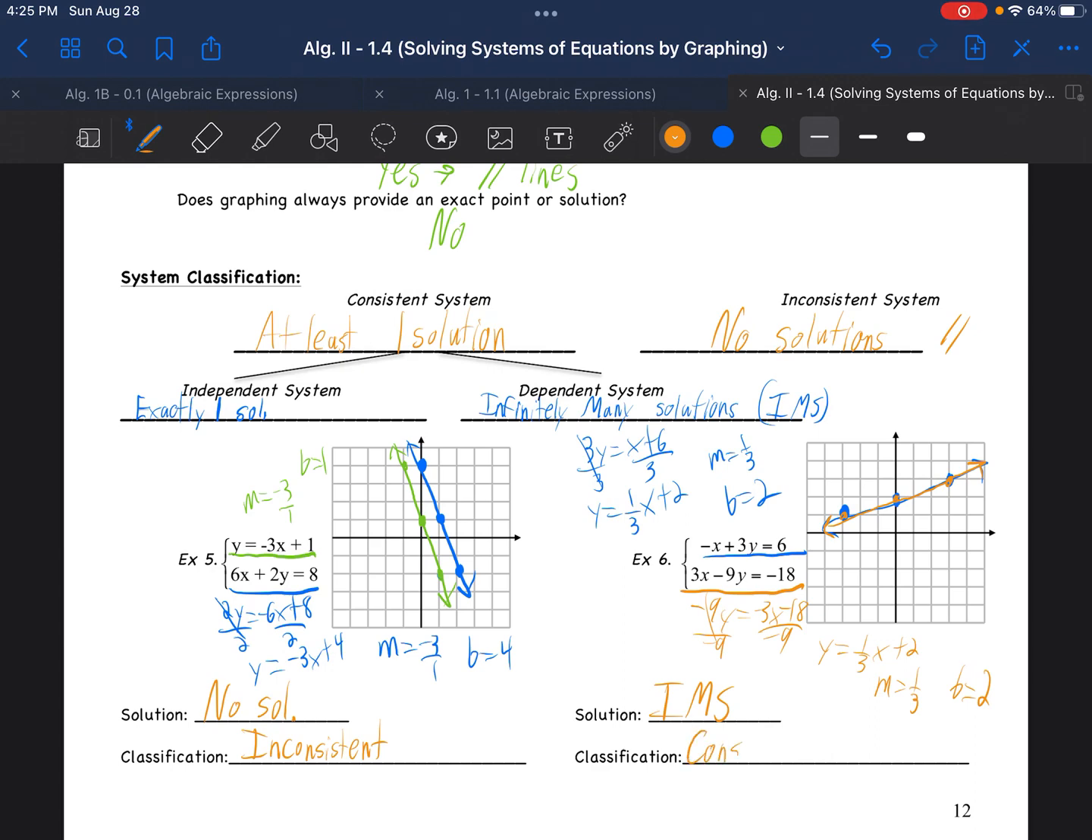So the classification is that first and foremost, it is consistent because there is at least one solution. And then more detail on that, it is dependent because it is more than the one solution. It is the infinitely many solutions. So if you're ever having trouble with what these classifications are, that's completely understandable. What you can always do is just refer back to this system classification, maybe put a star by it, because we're going to be doing a lot of that.